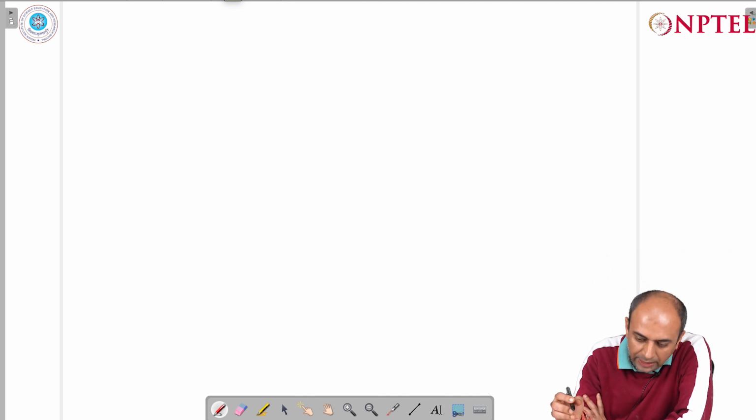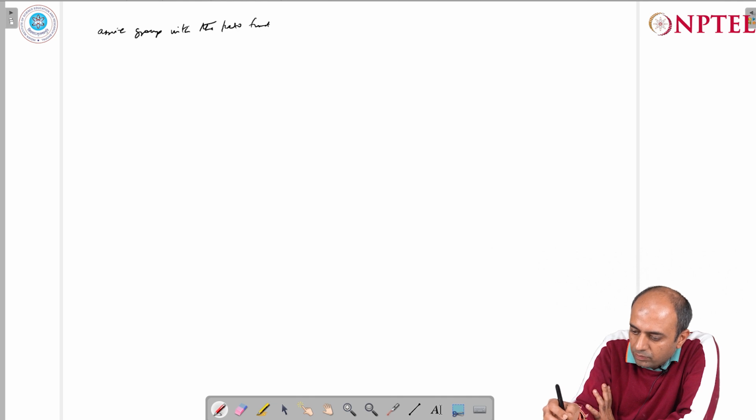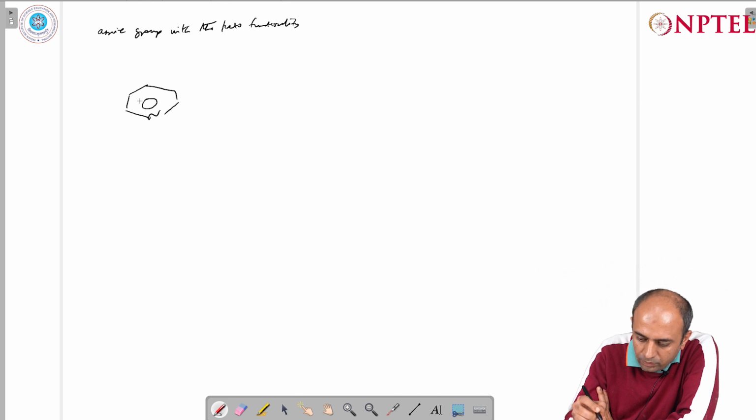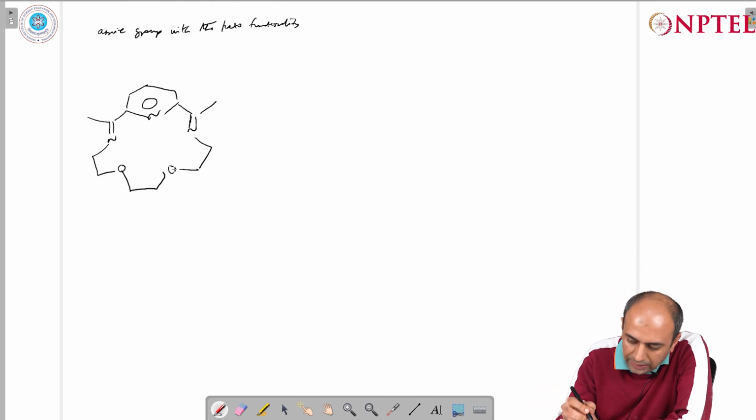In the first case, you will have the reaction of the amine group with the keto functionality to form this particular product, where now my metal ion sits and interacts with the nitrogens as well as the oxygens.